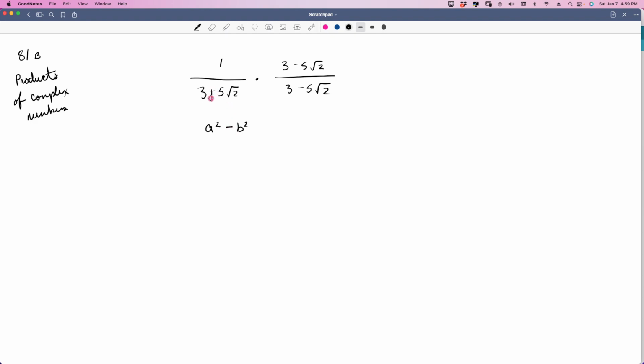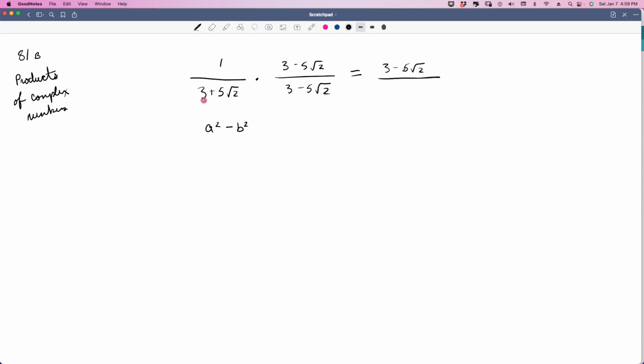Regardless of what this is, it's going to be a positive. If this were a negative, it'd be a negative times a positive. So you would always have a negative as your answer. That means if I were to just look at this, I wouldn't really have to do a whole lot of math. I could simply say, well, 1 times this, that's going to be 3 minus 5 times the square root of 2.